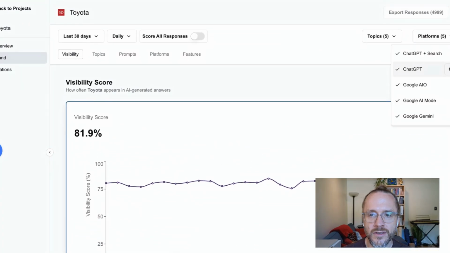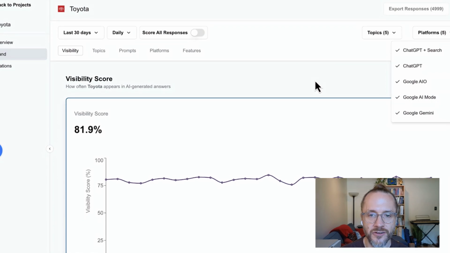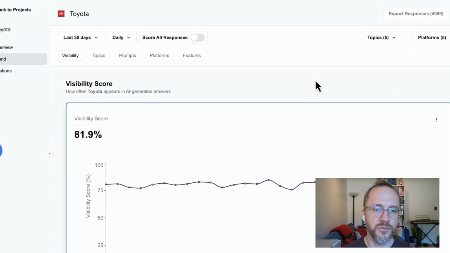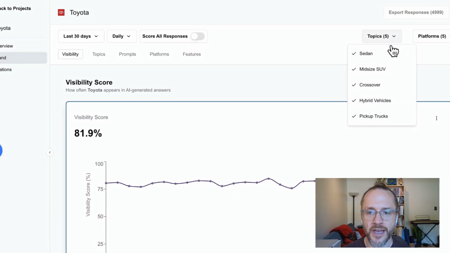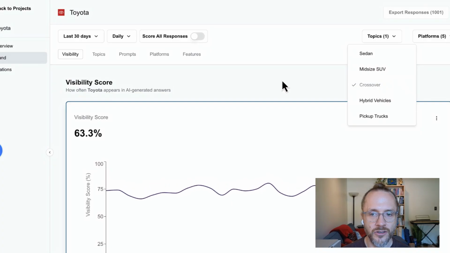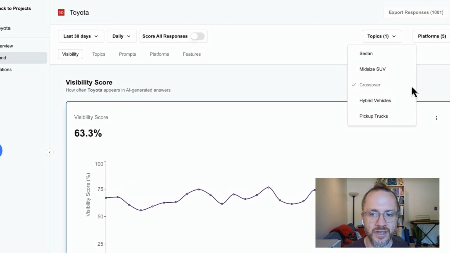Platforms that are included in this would be ChatGPT, including the search, without the search, Google AI Overview, AI Mode, and Gemini all separately. So we're tracking this across multiple AI tools with more coming online. Now I also can look at specific topics here, and I can filter the view down to a particular topic, especially if I see that there's a spike or a trend that's increasing or declining, and I want to get a sense for what's happening there. I can look specific to just one of these or all of them as well.